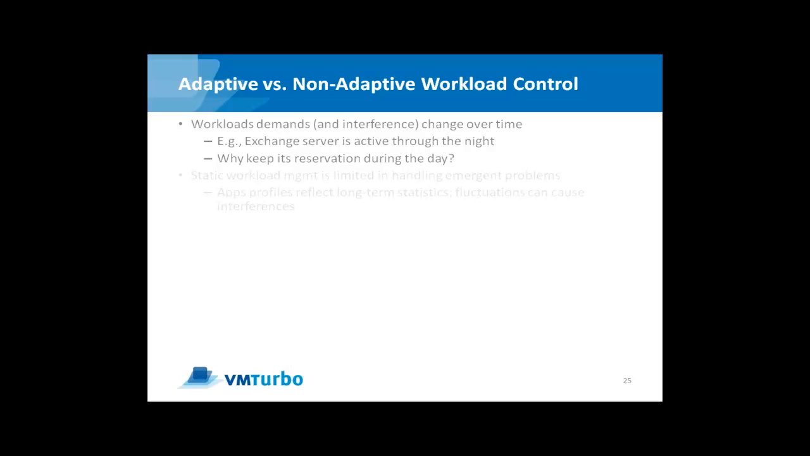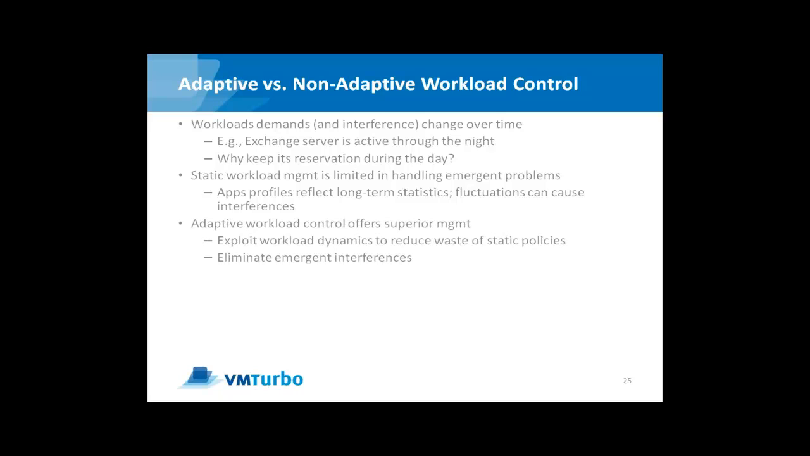The reality is workload demands change over time. And so on the one hand, during the peaks, we may want to have the Exchange server have all of the resources it needs, but reduce the reservations during the day. Static workload management is limited in handling such cases, and adaptive workload control offers much superior management, where you can take advantage of the workload dynamics to both reduce waste and make sure that the performance of mission-critical apps doesn't suffer.